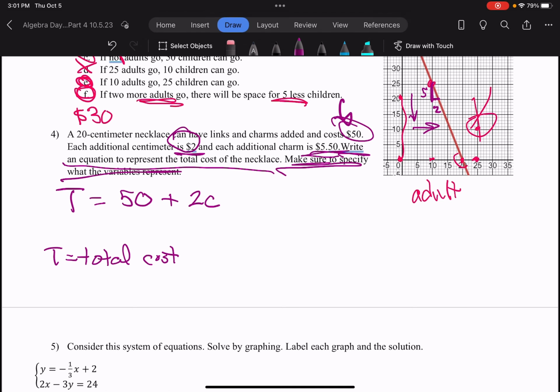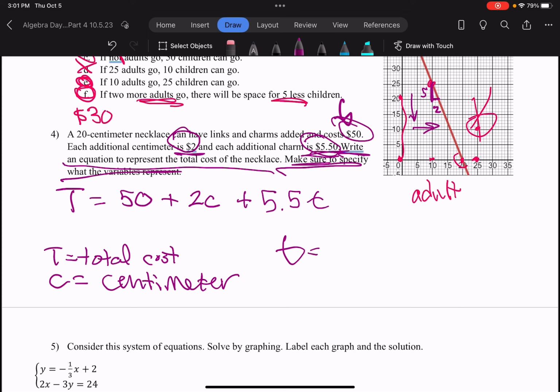And then it says, oh, what are all these ads? Goodness gracious. All right. Then it says that each additional charm is $5.50. So I'm going to add another $5.50 per charm. Let's go ahead and we'll represent charm with T. It doesn't matter. You can choose any letter. The important part is down underneath you, they say that C equals centimeters added and T equals charms.